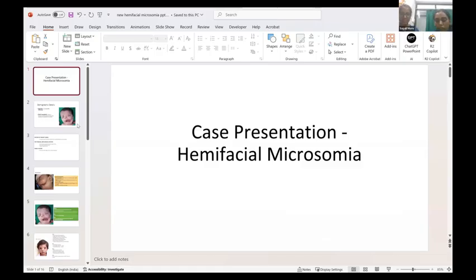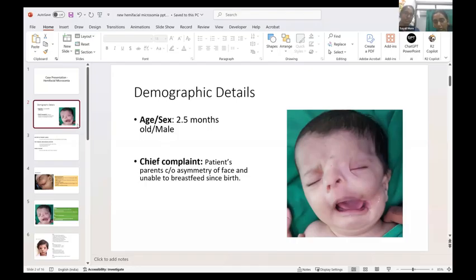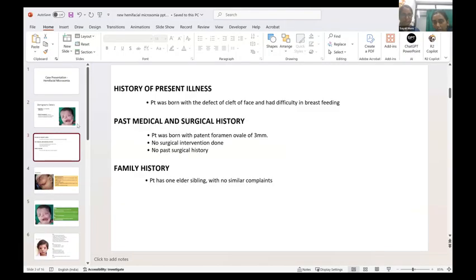So, a 2.5-month-old male presented with the parents complaining of asymmetry of face and inability to breastfeed since birth. Patient was born with a cleft of the face and had difficulty in breastfeeding. Patient was born with a patent foramen ovale of 3 mm, for which no surgical intervention was done. There is no past surgical history. Patient has one elder sibling with no similar complaints.